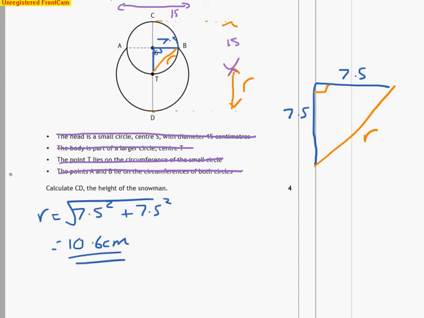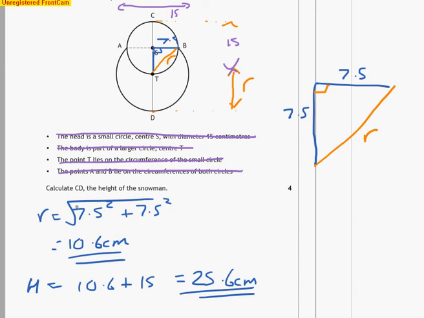Now, we might stop there and think, oh, I'm a genius, I worked that out. But that's not the question, is it? The question is the height of the snowman. And like we said at the beginning, the height is the 15 plus the 10.6. So h is equal to 10.6 plus 15, which is 25.6 centimetres. Again, this destroyed Twitter. It was all over the place. People were very upset because it was a seemingly complicated question, but you can see here, it's really not. You just need to know what you're looking for.